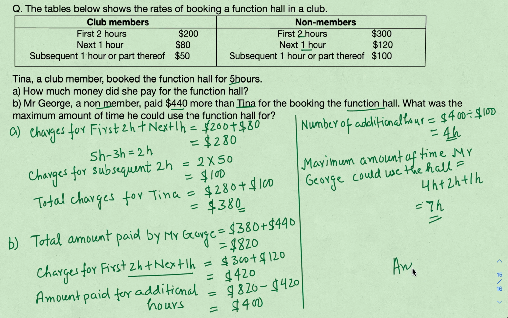So our final answer: for part A, Tina needs to pay $380, and for part B, Mr. George can use the function hall at the most for 7 hours. So that's the solution of this question.